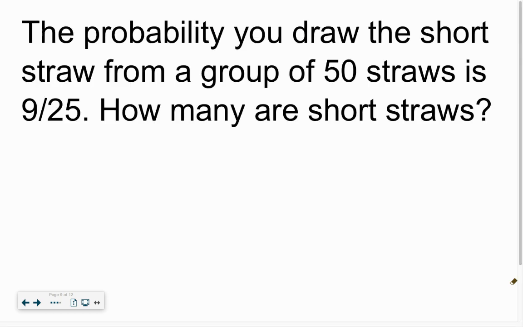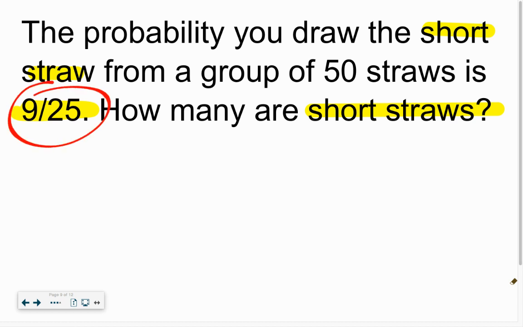Now, there are a couple different ways to solve this problem. I'm going to show you the way that always works. You might be looking at this already and say, I already know the answer, which is great. The probability of drawing a short straw from a group of 50 straws is 9 out of 25, so it asks how many short straws there are. Again, you might know it already. Let me show you one way that will always work.